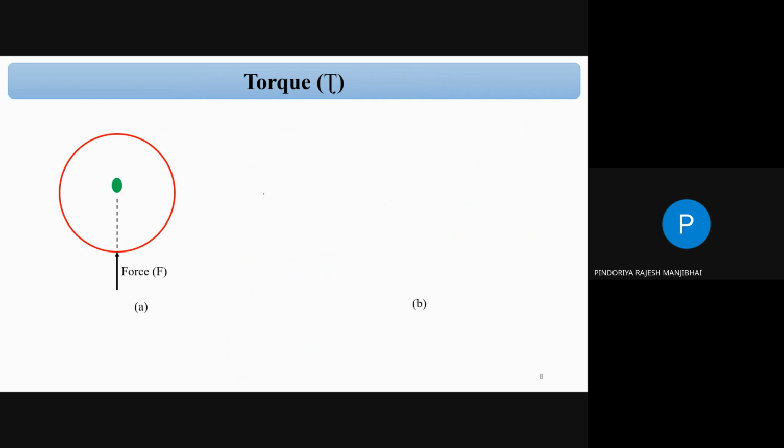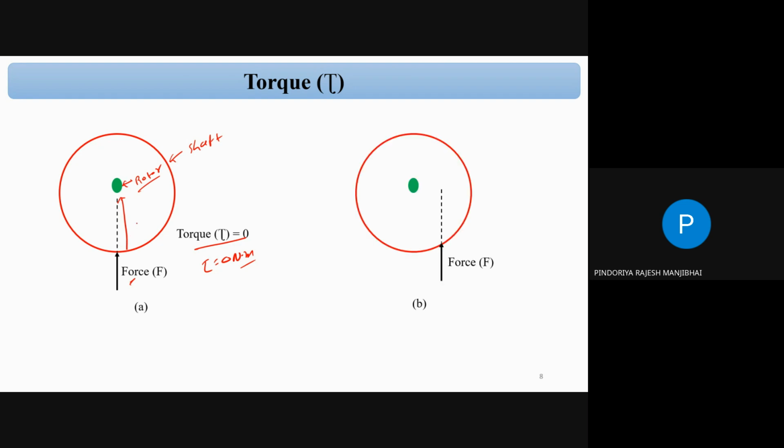Say this is any shaft, and this is your rotor. Suppose we apply the force along the same alignment, then torque is not generated. So torque is 0. You can see this alignment is the same, so torque is 0 Newton meter, because the force alignment is the same as the rotor.